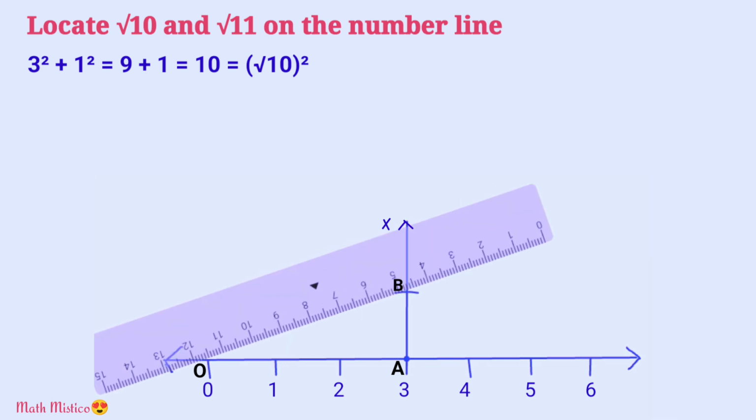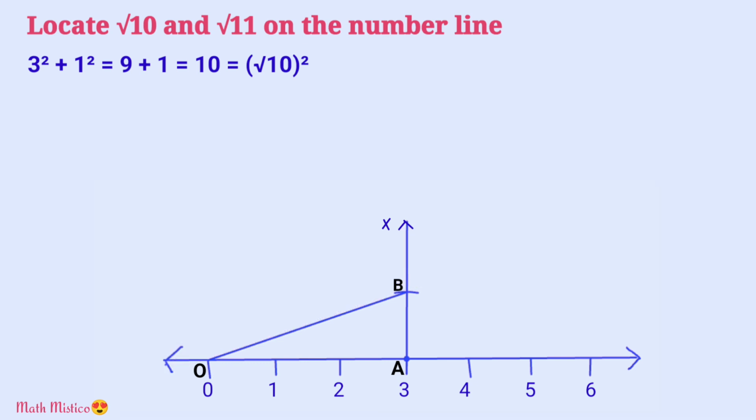Joining O to B, we get the right triangle OAB, and as per our calculation, the third side or the hypotenuse of this triangle should be square root of 10. So this is how we get the length OB equal to square root 10.